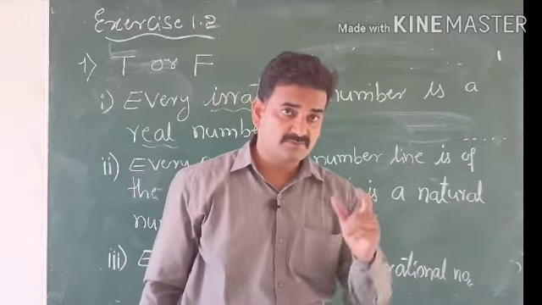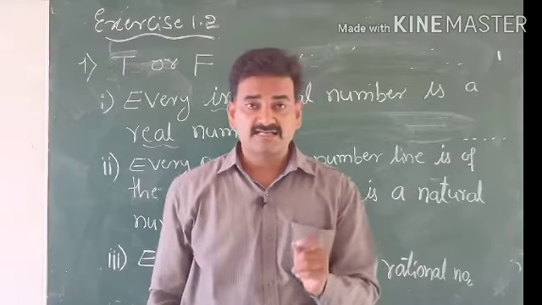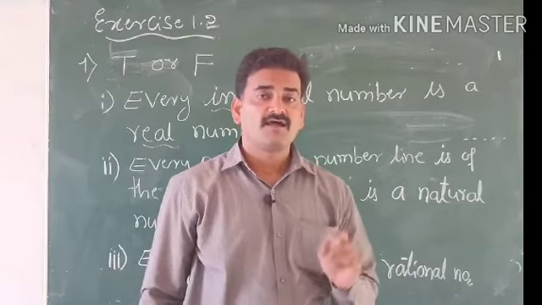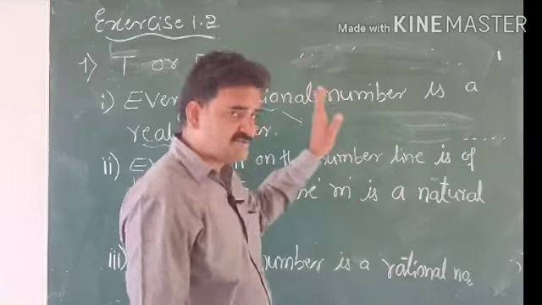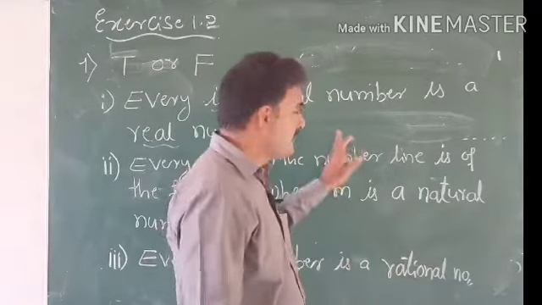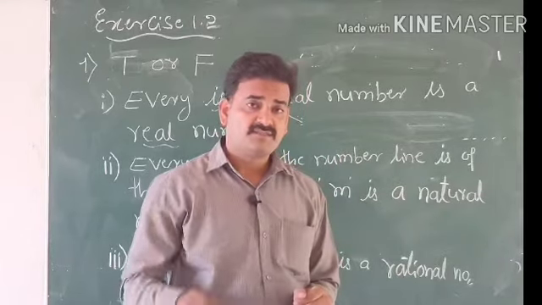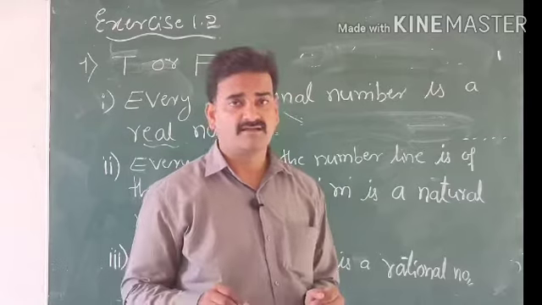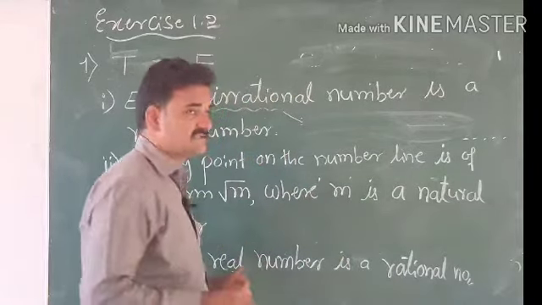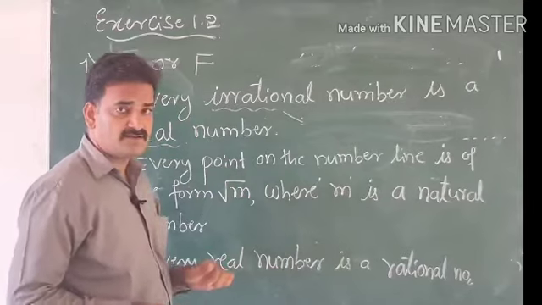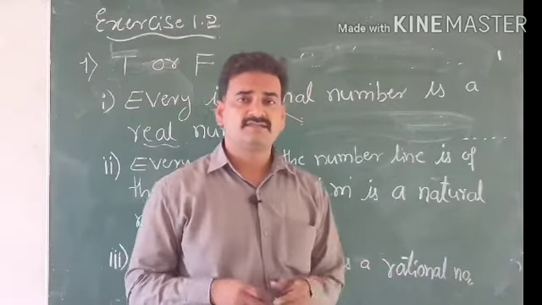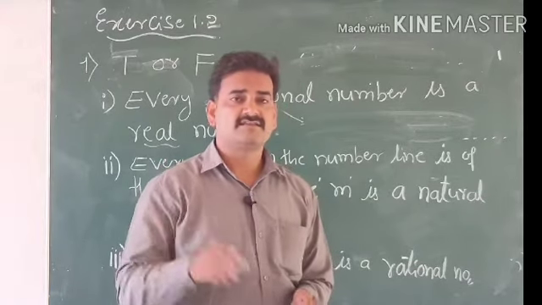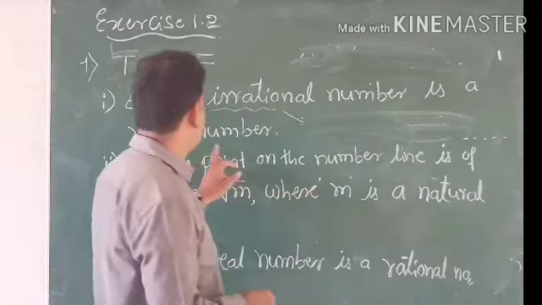One more time I will conclude it. Irrational number means it is not in the form of P by Q, and the examples are non-terminating, non-repeating numbers. Now real numbers: all the numbers are real numbers actually, I can say that. The combination of rational and irrational numbers are real numbers.